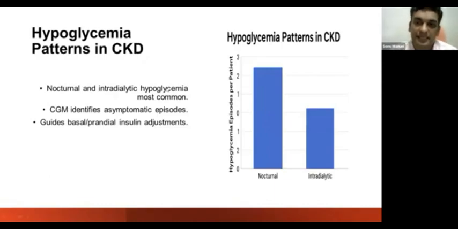Now, hypoglycemia patterns in CKD. There are two major hypoglycemia patterns in CKD: one is nocturnal hypoglycemia, and the second is intradialytic hypoglycemia. The most important advantage of CGM is that it can identify asymptomatic hypoglycemias, because the majority of CKD individuals can have hypoglycemia unawareness, and these undetected hypoglycemias can increase the cardiovascular risk in these individuals.